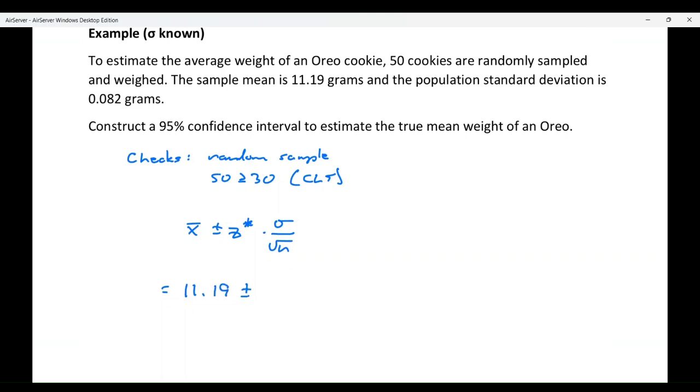plus or minus, and now we need this z star score, okay? So in this case, we are constructing a 95% confidence interval. There are different ways of doing this, but if you think about what that means, if I draw a picture, we know that this is normal, or at least we're assuming that this is normal. If I think about a 95% confidence interval, 95% in a normal curve basically goes out 2 standard deviations, okay? Leaving 0.025 or 2.5% here and 0.025 or 2.5% here, okay?